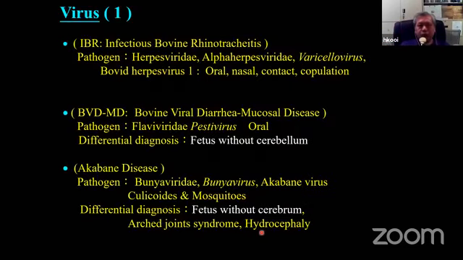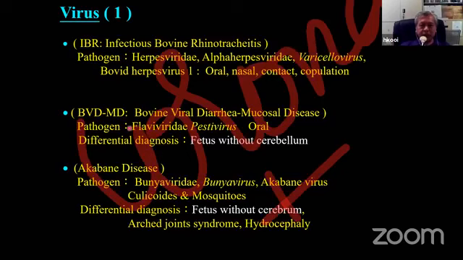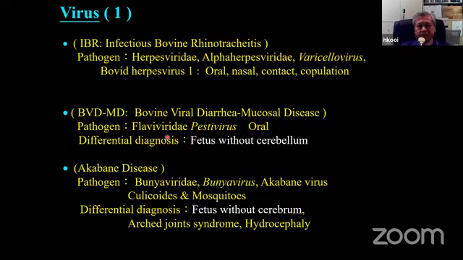Okay, I have to move fast because there might not be enough time. So let's look at the viruses that cause abortion. Here we have the IBR and how they are transmitted. So the point here is that if you look at the white part, these are all the differential diagnoses. So as veterinarians, you have to look at these differential diagnoses. So what do you do?